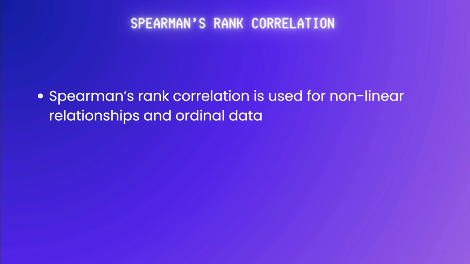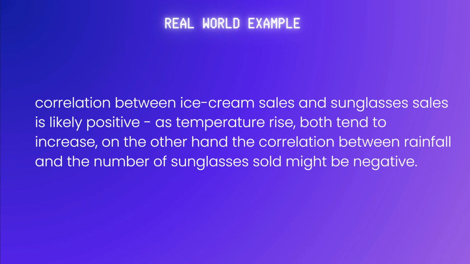Let's try to understand correlation more with a real world example. If we think of real world examples, the correlation between ice cream sales and sunglasses sales is likely positive, because as the temperature rises, ice cream sales will increase and the sunglasses sales will tend to increase as well. On the other hand, if we see the correlation between the rainfall and the number of sunglasses sold, it will be negative because as the rainfall increases, the number of sunglasses sold will decrease.